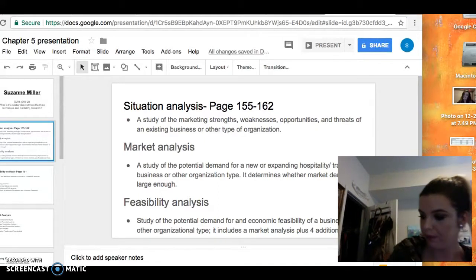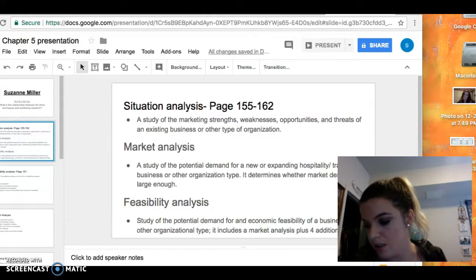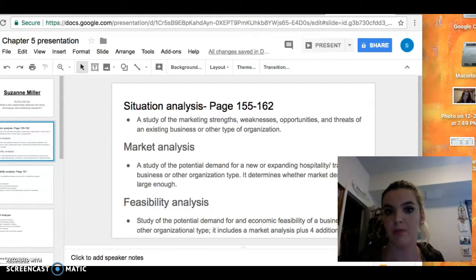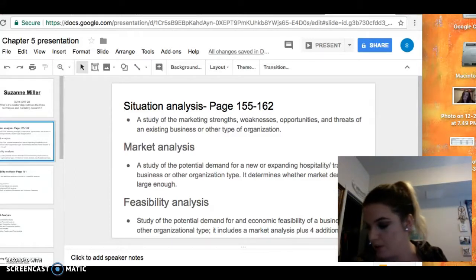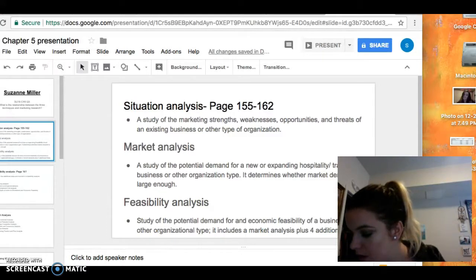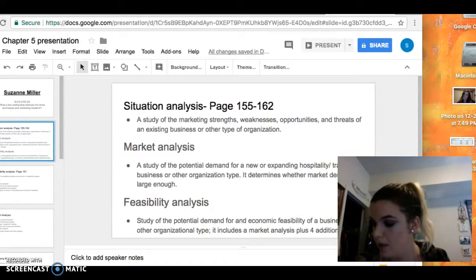To get started, a situation analysis is a study of marketing strengths, weaknesses, opportunities, and threats of an existing business or other type of organization. In the textbook it says it is similar to a market analysis, but is done for an existing business.